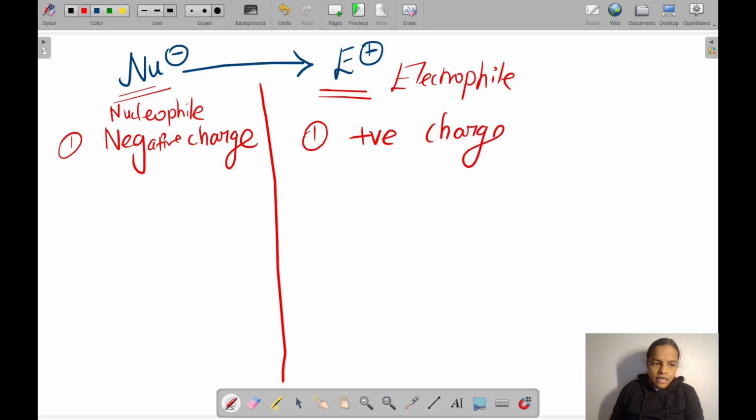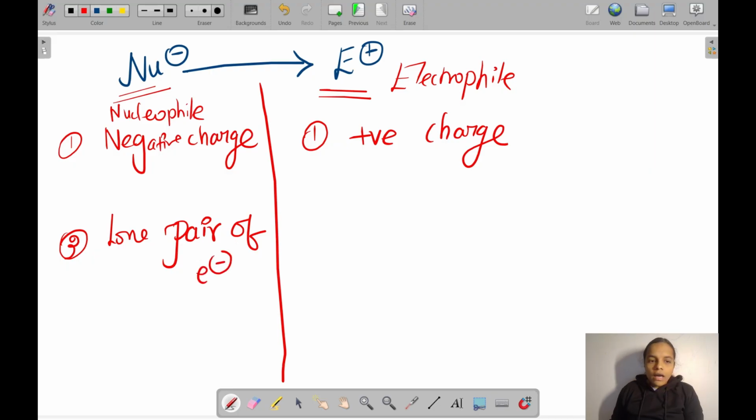So the second possibility to identify is that the nucleophile sometimes has a lone pair of electrons in them, and the electrophile sometimes has a carbon with a partial positive charge. So these are the ways to identify the nucleophile and electrophile.